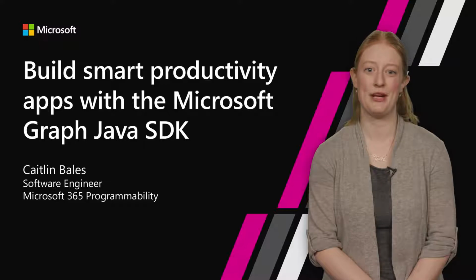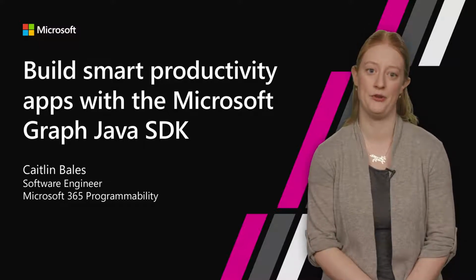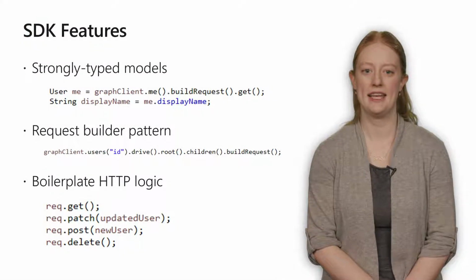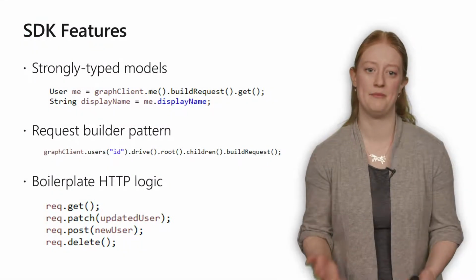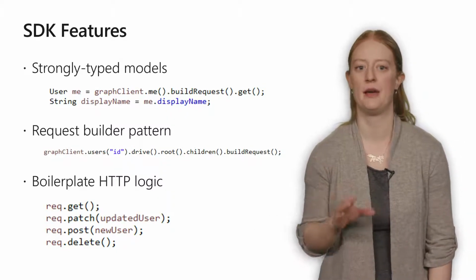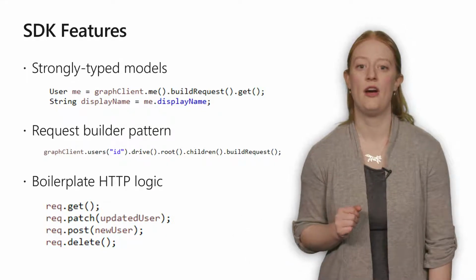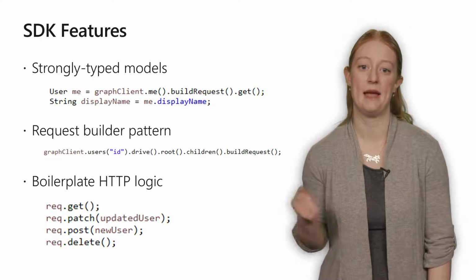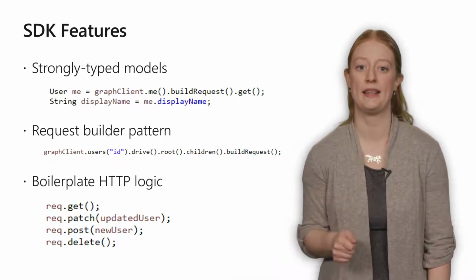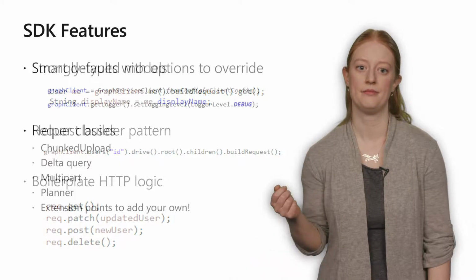Today I want to talk to you about our new Microsoft Graph SDK for Java, which allows you to get started writing rich server-side applications that utilize the power of Graph while minimizing the amount of boilerplate code you need to write. The Java SDK features strongly typed models for all the objects on the v1.0 endpoint. It uses a request builder pattern to build up URLs to naturally create your navigation paths through Graph. It also handles the boilerplate logic for sending and receiving requests so that you can work directly with the responses instead of writing HTTP connection logic yourself.